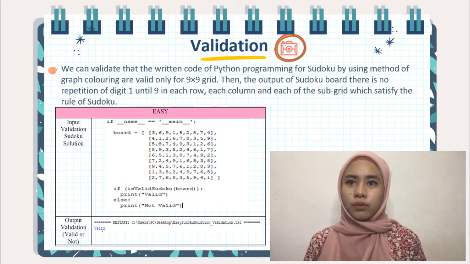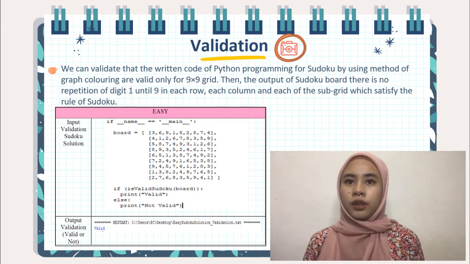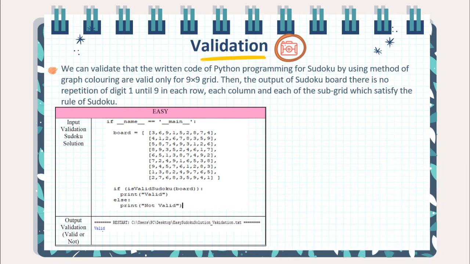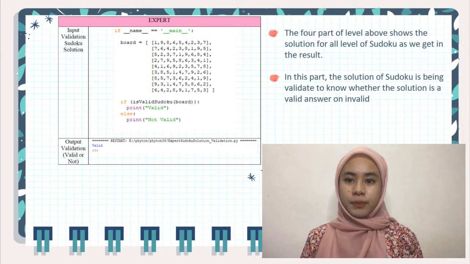Then, in the output of the Sudoku board, there is no repetition of the digits 1 to 9 in each row, each column, and each subgrid, which satisfies the rule of Sudoku. As we can see, the figure shows that the easy level answer is validated as true. And these 2 figures show that the answer for medium Sudoku is validated as true and the answer for hard Sudoku is validated as true. The expert answer of Sudoku is also validated as true. The figures above show the solutions for all levels of Sudoku as we get in the result.